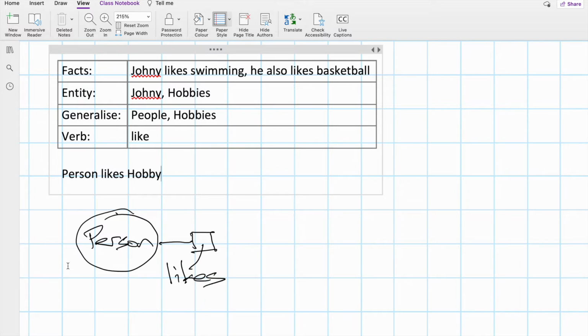Now we have a second entity involved in this, so out the side here, I'm going to draw a circle with a stem and a little box. And in that I'm going to put hobby, if I can fit it. Now that role there also has a name, and that name is simply is liked by.